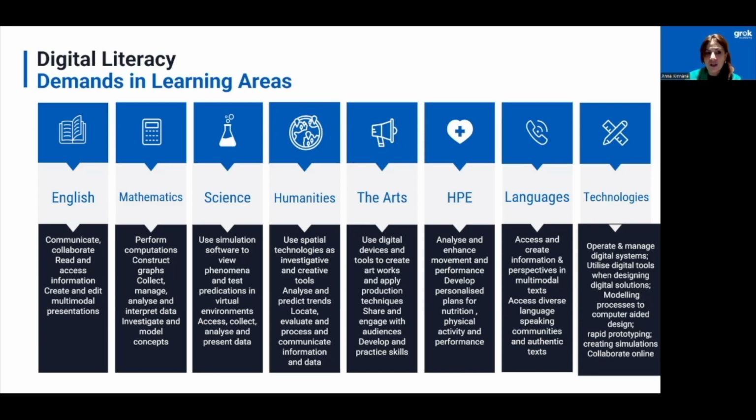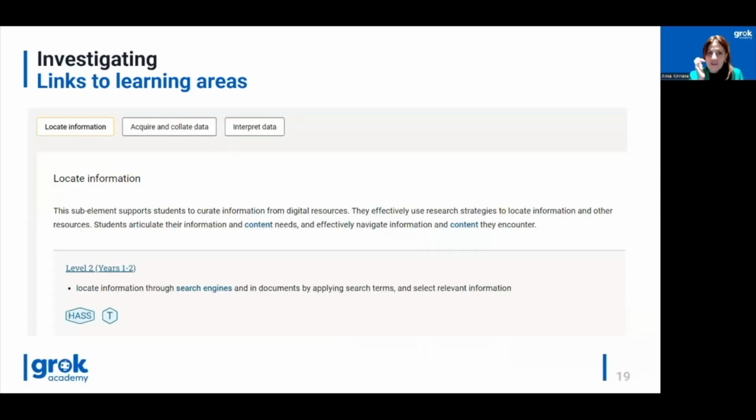In mathematics, as I mentioned earlier, constructing graphs, collecting and interpreting data. In science, using simulation software. Not so much in the early years. In humanities, again, locating information and data. In the arts, creating and sharing with audiences. HPE, again, looking at personalised plans for nutrition and physical activity. Languages, again, communicating. And technologies, particularly operating and managing digital systems and tools. Not only to communicate, but also to create and to collaborate. So what I've done here is I'm going to take you through an example using one of the elements.